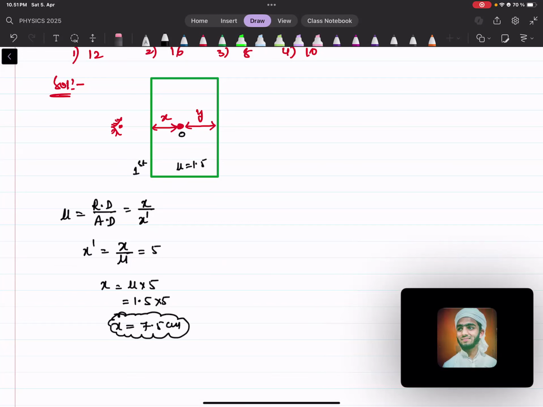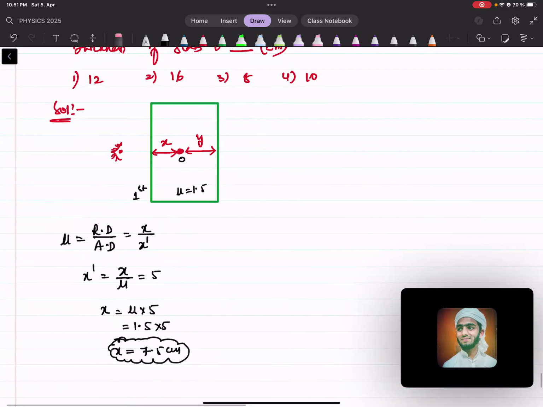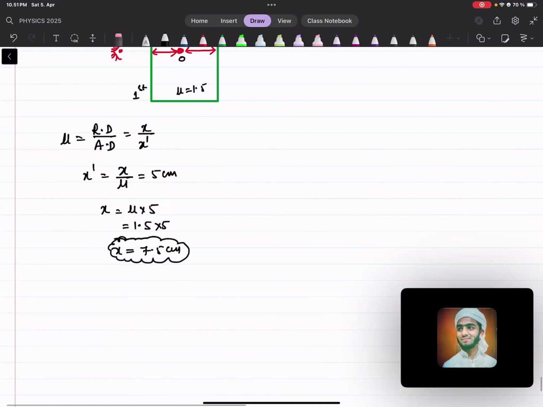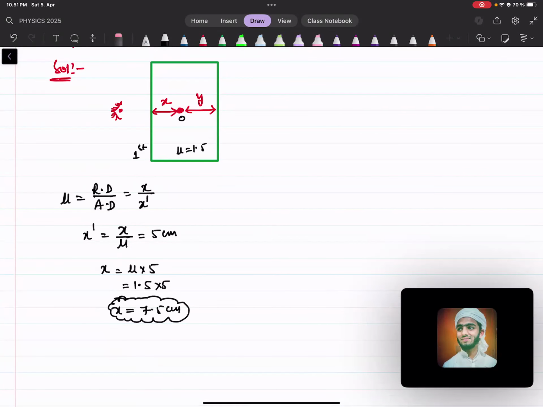Am I clear? When you're viewing from one side, it is appearing to be at 5 centimeters. That means apparent depth is 5 centimeters. I don't know the real depth, so we are calculating the real depth. How much am I getting? 7.5 centimeters. Am I clear?